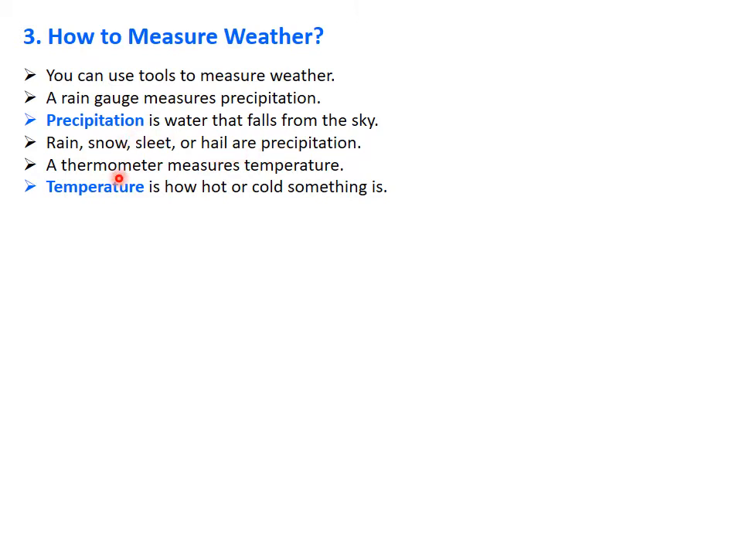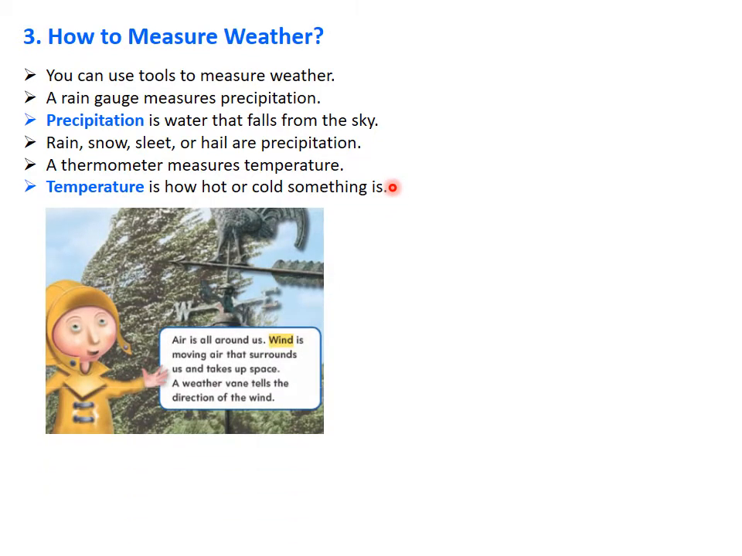A thermometer is another tool. It measures temperature, and temperature is how hot or cold something is. Now let's look at this picture. Air is all around us. By definition, wind is moving air that surrounds us and takes up space. A weather vane tells the direction of the wind.